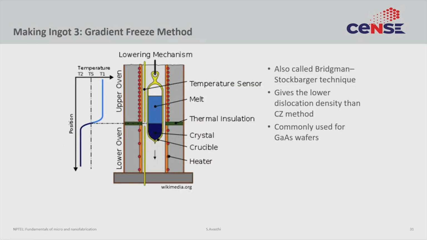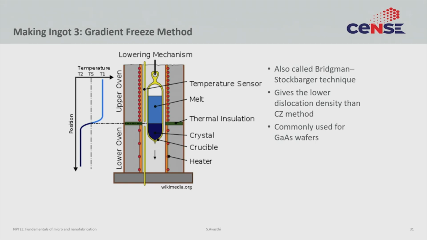The third method is actually the gradient freeze method. Here again the concept remains the same, but the hardware is slightly different. What you actually do is you create a melt in a sealed ampule, and the ampule is lowered in an oven whose temperature changes from bottom to top. So going from bottom to top, the temperature is different, and as this ampule is lowered in this furnace, it starts crystallizing at the lower end, and this crystallization front progresses until the whole melt is crystallized. This is called the Bridgman-Stockbarger technique.